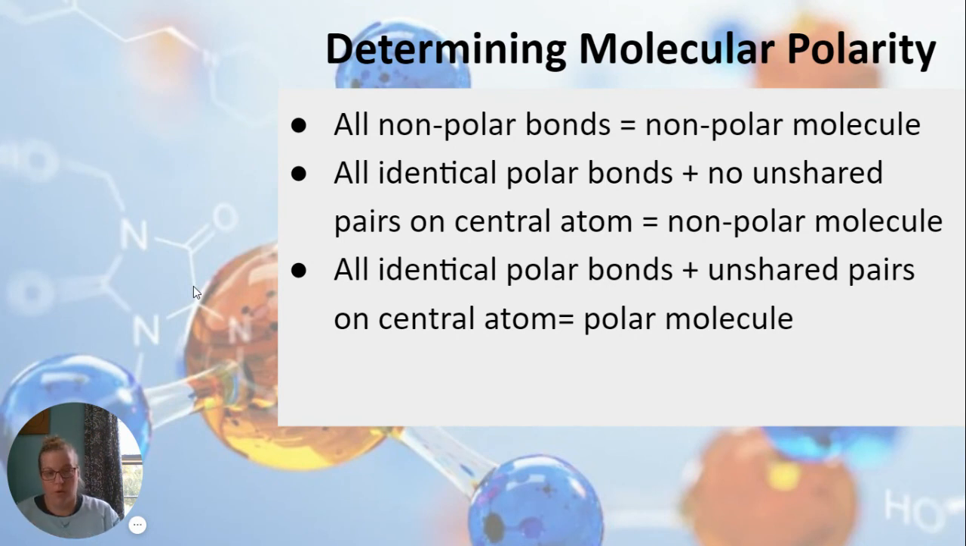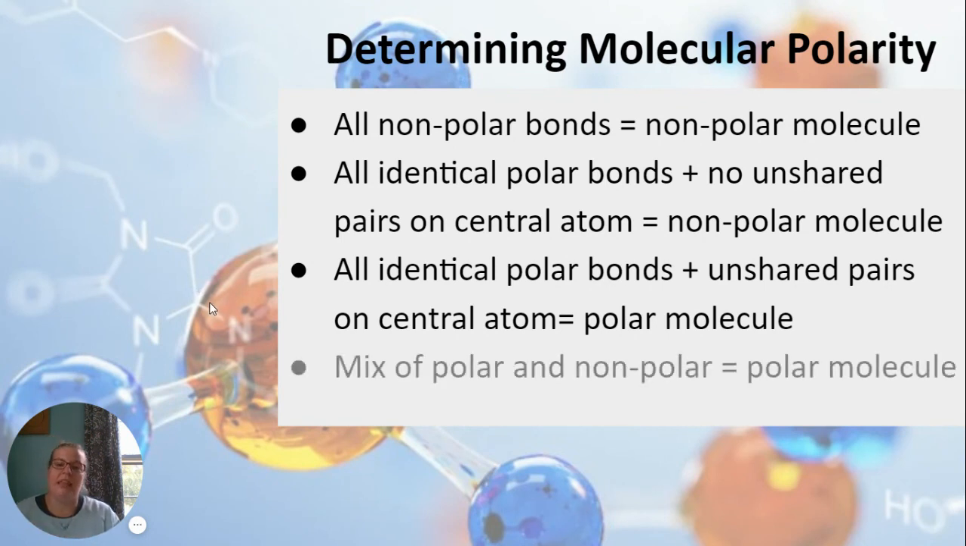If you have all identical polar bonds and then unshared pairs on the center of your molecule, you are going to have a polar molecule. Okay. And then lastly, if you have a mix of polar and nonpolar bonds, you are going to have a polar molecule as well. Okay.